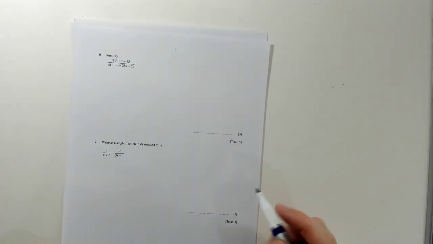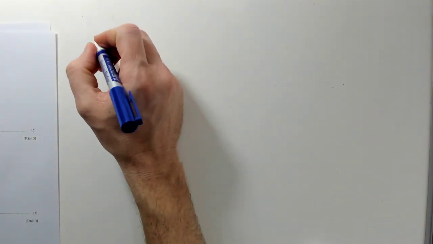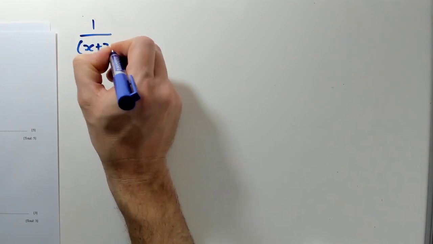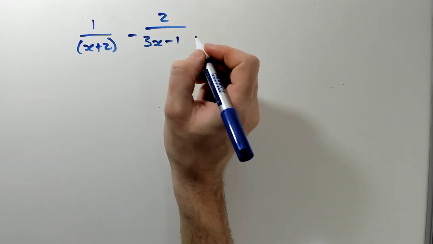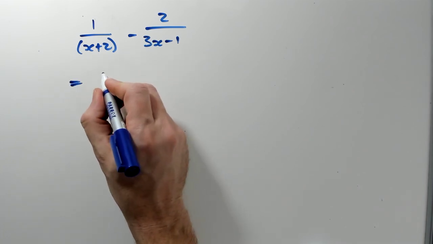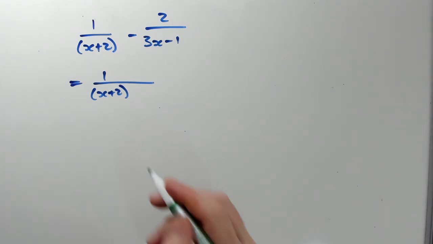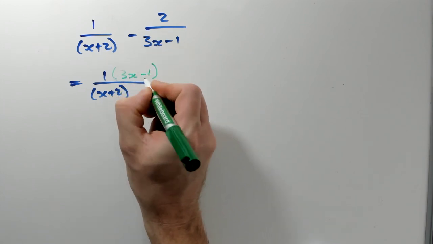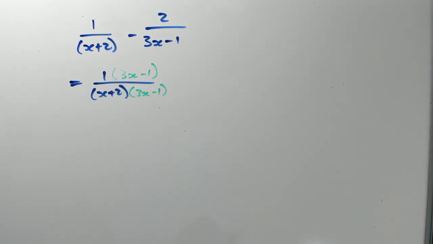Okay, let's see, next one. Write as a single fraction. Now it's not an equation, so we can't just remove the fractions. x plus 2 minus 2 over 3x minus 1. Okay, so I'm going to rewrite this as 1, let's say x plus 2. I'll use a different color here because I have to put everything on the same denominator. So 3x minus 1, 3x minus 1. So I'm basically just multiplying both top and bottom with 3x minus 1.